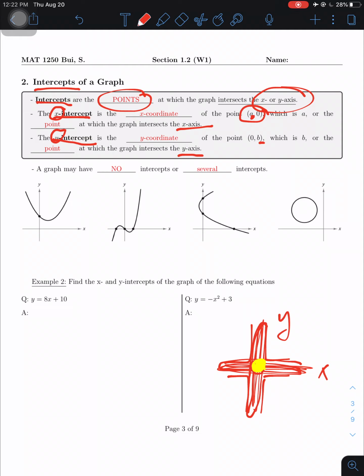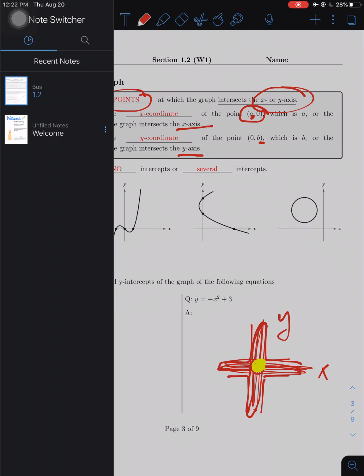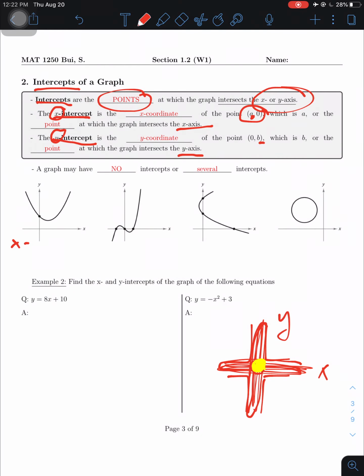Okay. For example, the first picture in here, in terms of x-intercept, let me just write x-intercept in here. Does the graph, okay, so this is the graph, right? Does it ever intersect the x-axis at all? The answer is no, right? Because the U shape is way above the x-axis. So we will have 0 x-intercepts.